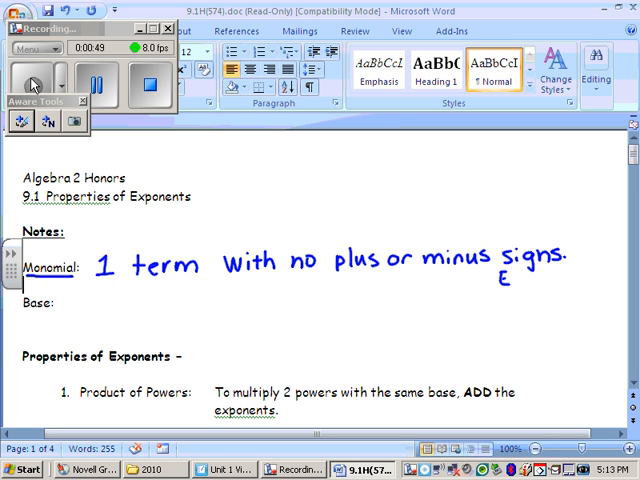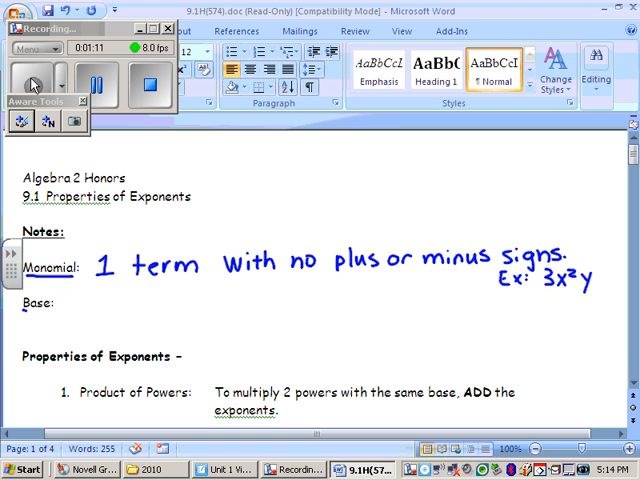An example of a monomial might be 3x squared y. 3x squared y is a monomial. It's considered to be one term because there are no plus or minus signs separating the 3, the x squared, or the y. So they are considered to be one term.